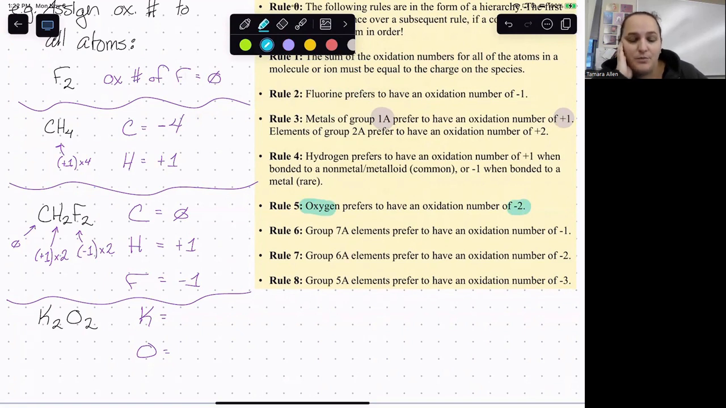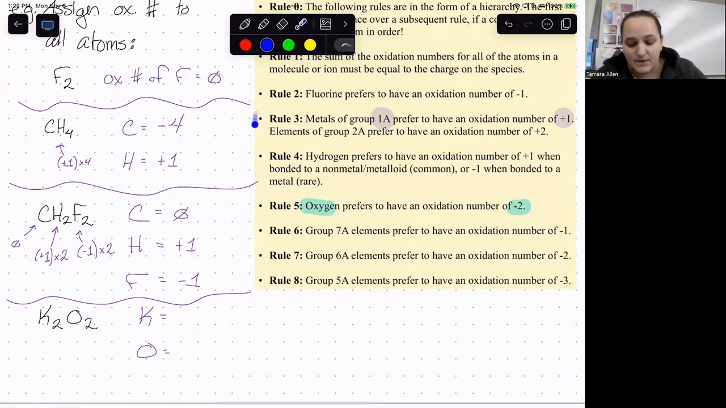Now, if both of these things were true, our oxidation numbers would not add up to our charge. If we had 2 potassiums, each with a +1, and 2 oxygens, each with a -2, we would have a grand total of -2 overall. And we can see there's no charge here, so these oxidation numbers must add up to 0, which means that one of these elements is not going to get its preference, and that is okay. This is where this idea of a hierarchy comes into play, and that whichever element is higher up on your list gets assigned first and takes precedence over anything that is further down.